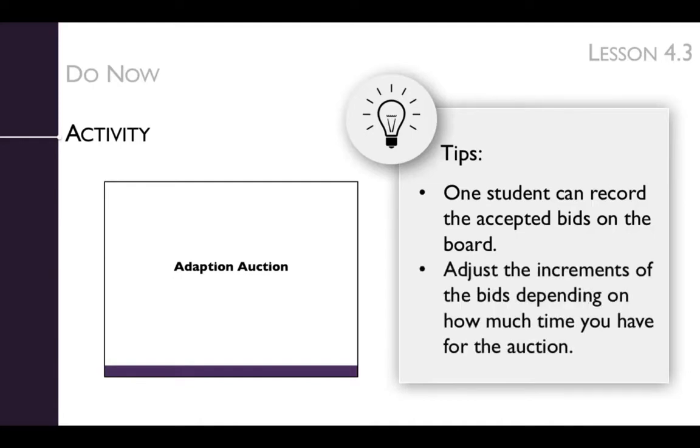Depending on how much time you have for the auction, adjust the increments of the bids. For example, you may increase bids by $25, $50, $100, or $200. Because this is a unique lesson, it might be difficult to imagine how this lesson will run, so we have embedded a video clip from a classroom after we introduce the adaptations.